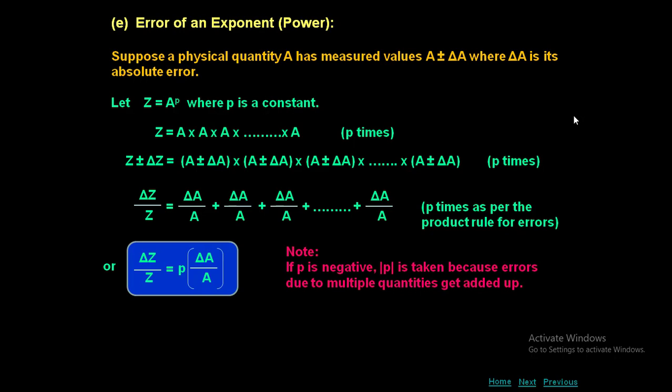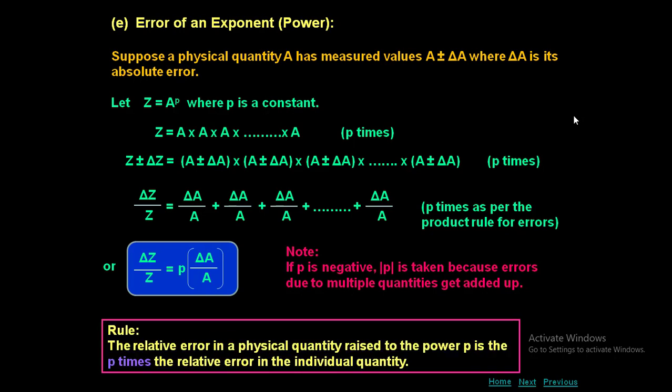Note, if P is negative, modulus of P is taken because errors due to multiplied quantities get added. Remember this. So what is the rule here? The relative error in a physical quantity raised to the power P is P times the relative error in the individual quantity.